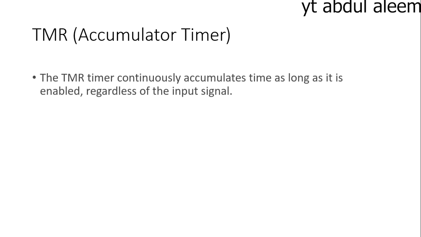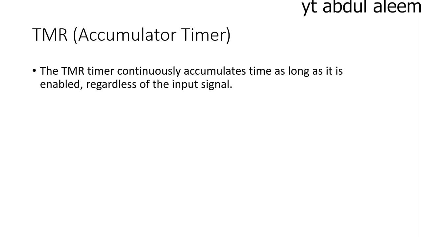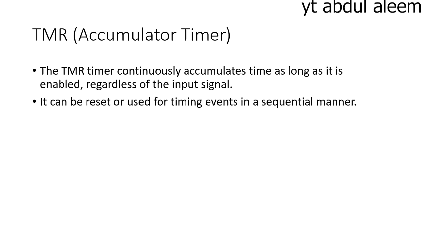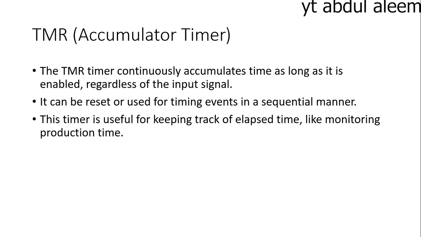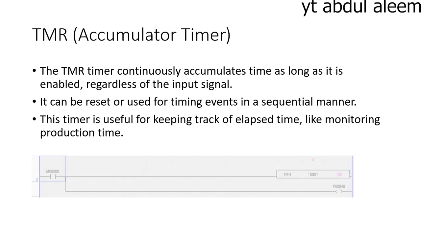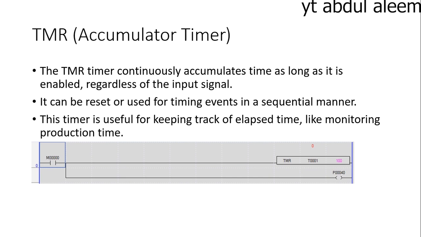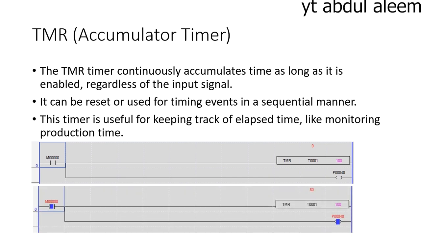TMR, accumulator timer. The TMR timer continuously accumulates time as long as it is enabled, regardless of the input signal. It can be reset or used for timing events in a sequential manner. This timer is useful for keeping track of elapsed time, like monitoring production time. You can check off condition ladder logic example in this picture. You can check on condition ladder logic example in this picture.